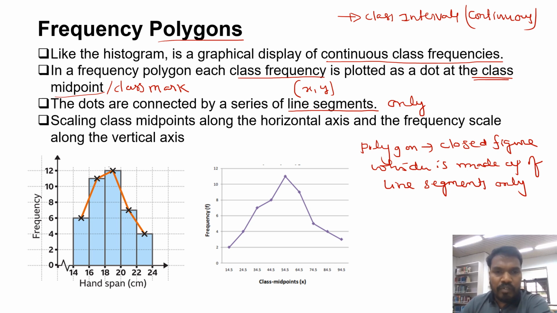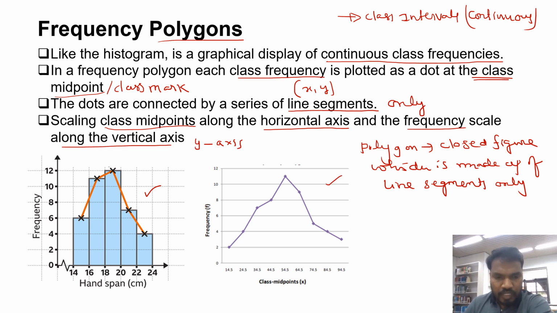Generally, we take the class midpoints or class marks along the x-axis, the horizontal axis, and we take the frequency along the vertical axis. The vertical axis is nothing but the y-axis. Clear? You can see here these are examples of frequency polygons.